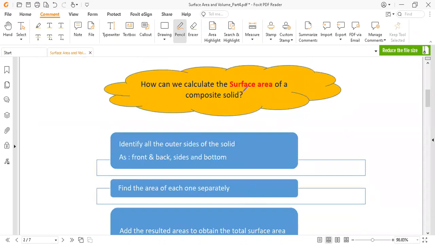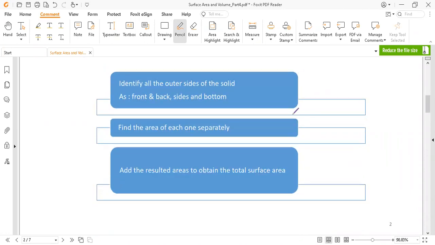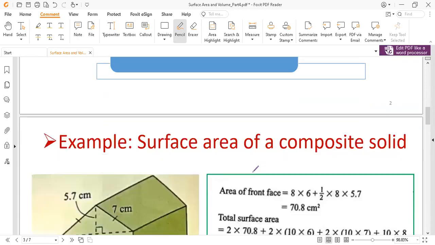So how can we calculate the surface area of a composite solid? First of all, we identify all the outer sides, not sides, faces. We say faces instead of sides. We identify all the outer faces of the solid: front, back, sides, and bottom, and find the area of each one separately. Then we add the resulting areas to obtain the total surface area.